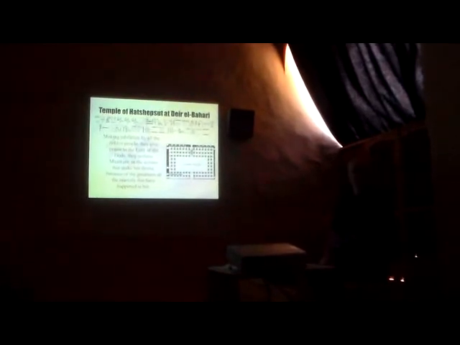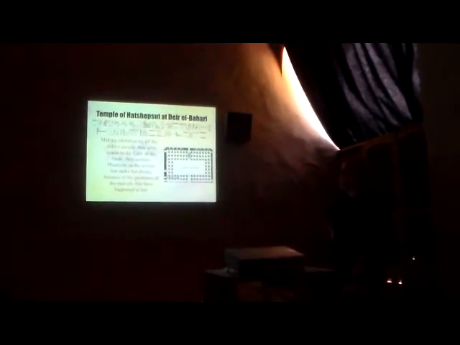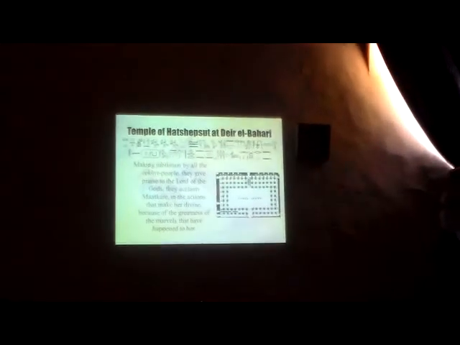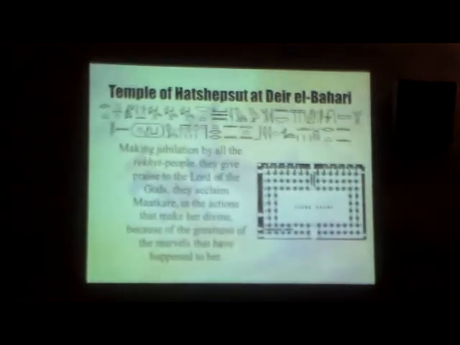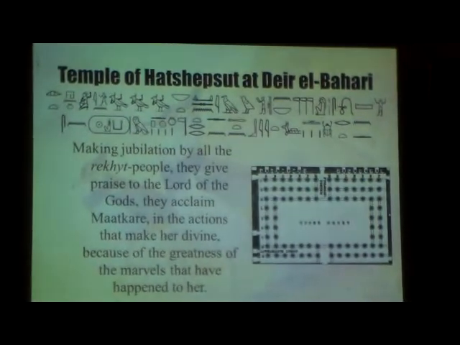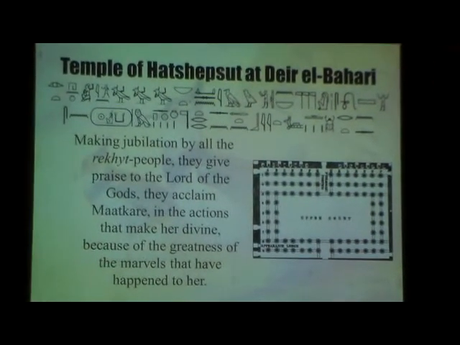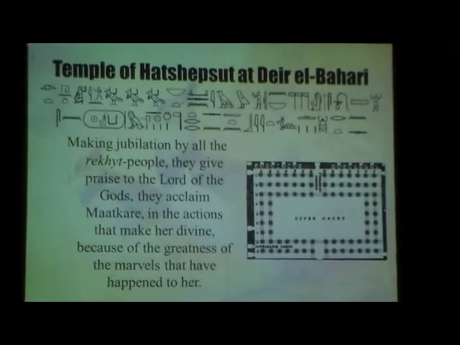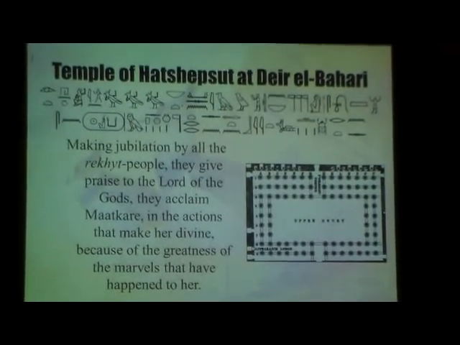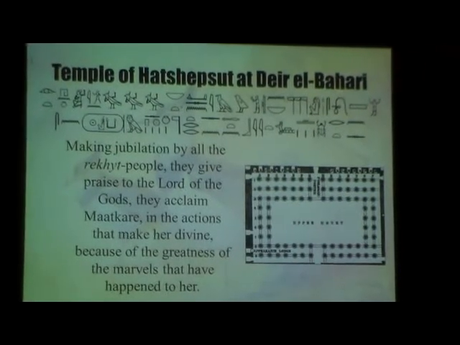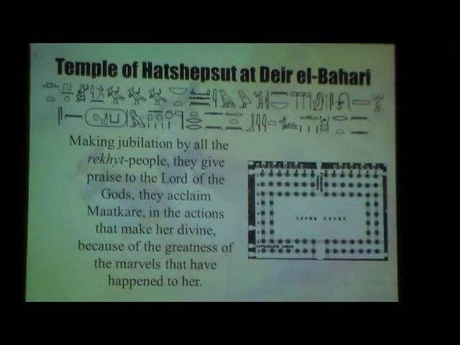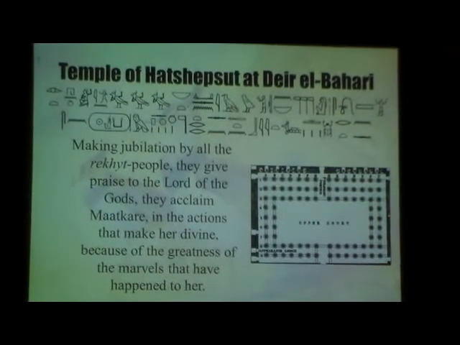We even have an inscription supporting the idea that the rekhyt people had access to the festival court. It refers to the court just before this, and it talks of the rekhyt people making jubilation. They give praise to the Lord of the gods. They acclaim Ma'at-ka-Re, Hatshepsut, in the actions that make her divine. So it's almost like performing these actions make her divine. They make her the pharaoh because of the greatness of the marvels that have happened to her.